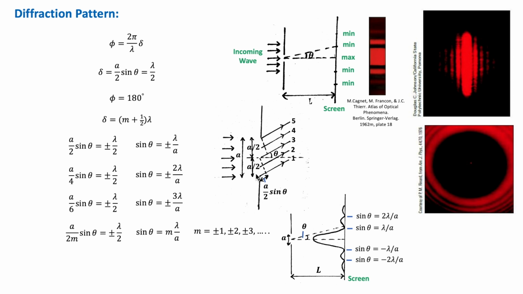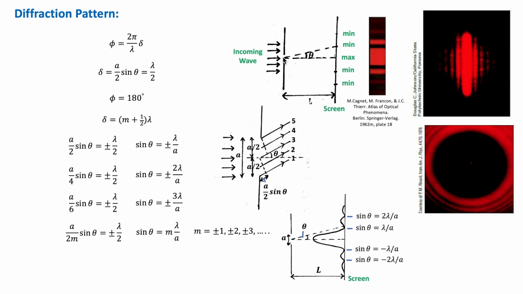Here a is the width of the slit. In a similar way, the path difference between rays 3 and 5 is also a over 2 sine theta. Remember that we could obtain this path difference because we assumed the rays to be parallel, and this is possible only if the screen is at a distance much greater than the width of the slit, as we have seen in the case of interference.